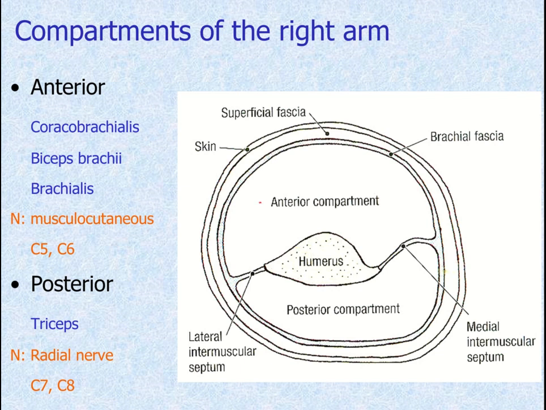Now, coming back to the anterior compartment of the arm, there are three muscles: coracobrachialis muscle, biceps brachii muscle, and brachialis muscle. Coracobrachialis is a very insignificant small muscle. The other two, the biceps brachii and brachialis, are the two important muscles in that compartment.